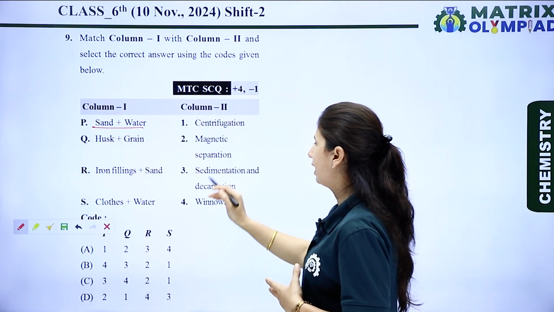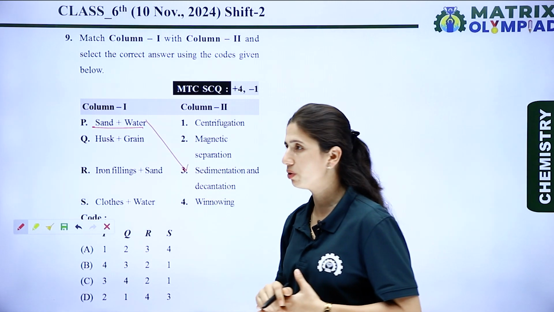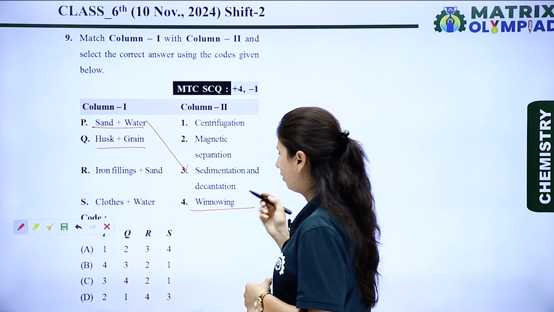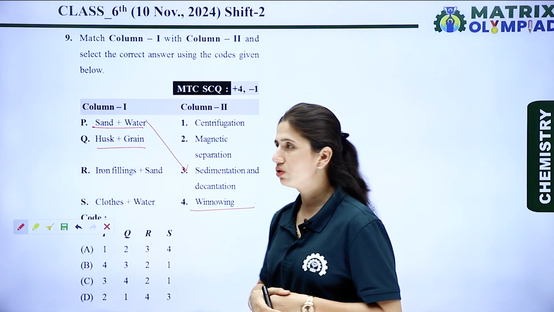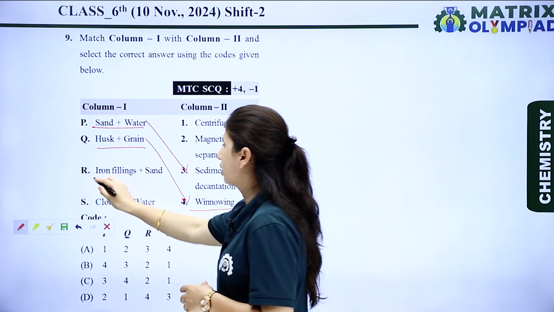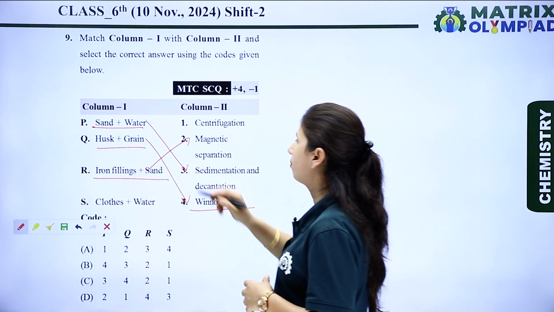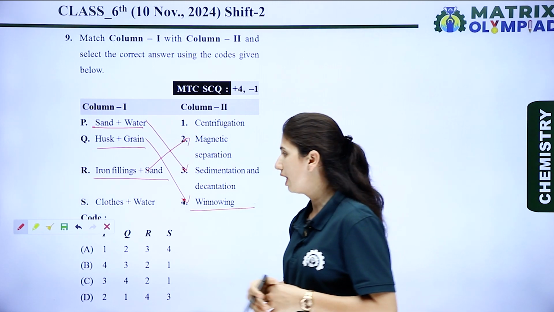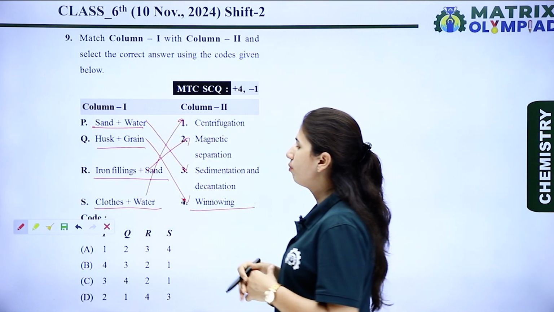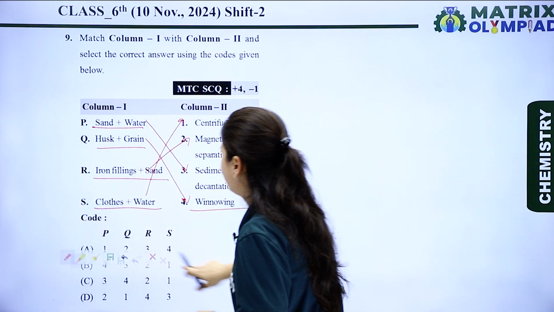We know that sand and water are easily separated by the sedimentation and decantation process. Next is husk and grain. Earlier we talked about this point. So husk and grain are separated by the winnowing process. If we're talking about iron filings and sand, they are separated by the magnetic separation method. And if you're talking about clothes and water, the water is removed from the clothes by the centrifugation process. So let's see the answer.